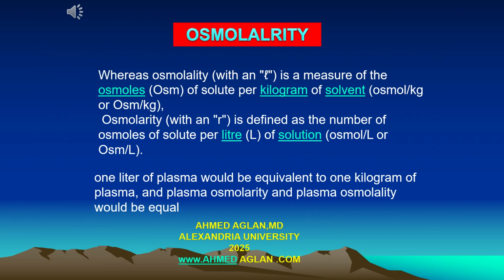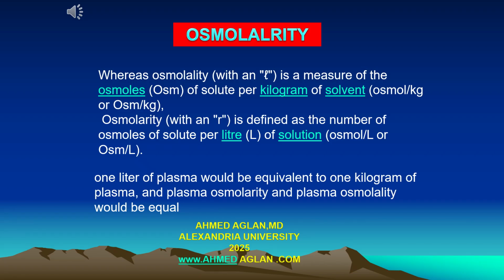This slide defines two key concepts, osmolality and osmolarity. While they are often used interchangeably in clinical medicine, there is a technical difference. Osmolality, spelled with an L, is the measure of osmoles of solute per kilogram of solvent. Its unit is osmol per kg. Osmolarity, spelled with an R, is the number of osmoles of solute per liter of solution. Its unit is osmol per liter.